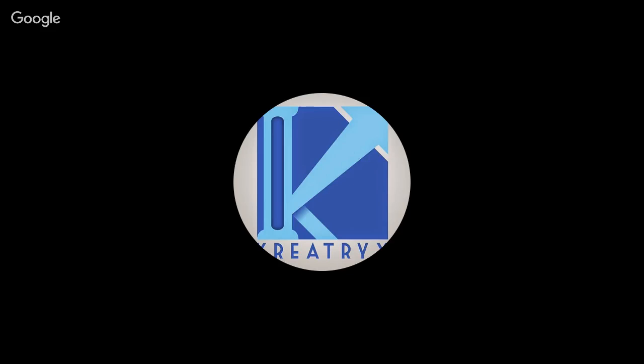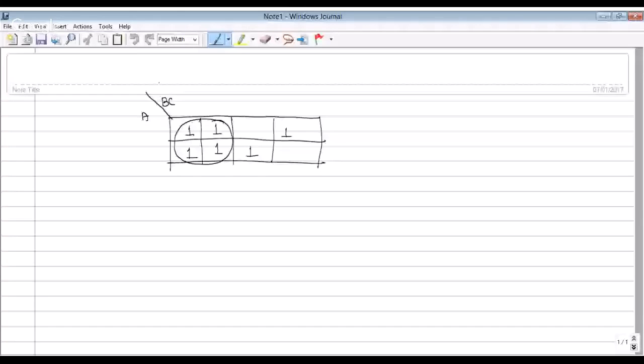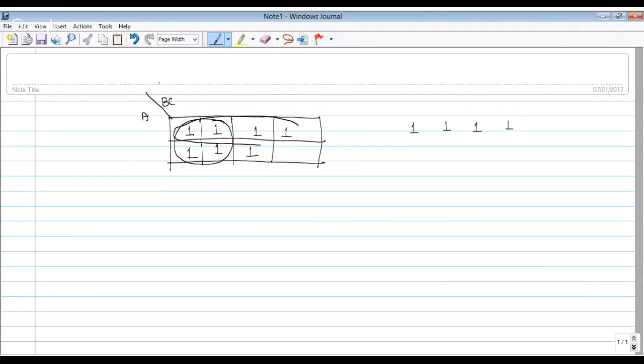Guys, actually it was disconnected, so let me start again where I was. What I was saying is, suppose we have 7 ones like this. We'll form one pair, one square, and again we will form this square. This can be covered with this, and this can be covered with this.